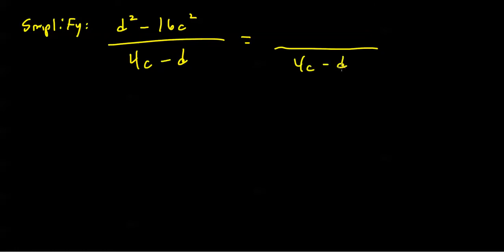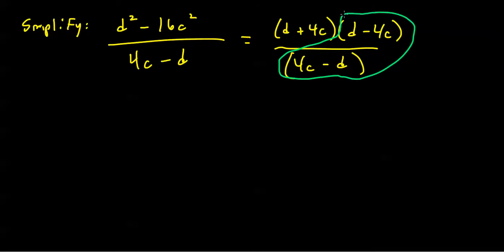The numerator is a difference of squares pattern, as we saw in one of the last sections of last chapter. So I'm going to claim that's d plus 4c times d minus 4c, according to my difference of squares pattern. And again, notice d minus 4c and 4c minus d, when you switch the order of subtraction, it's equivalent to negating. So d minus 4c and 4c minus d are indeed opposites.